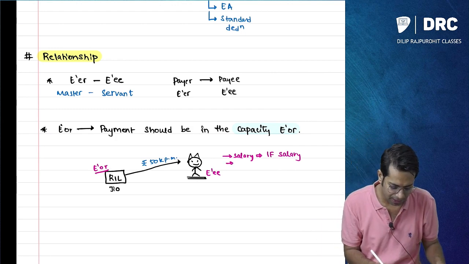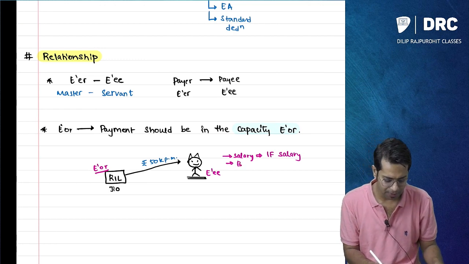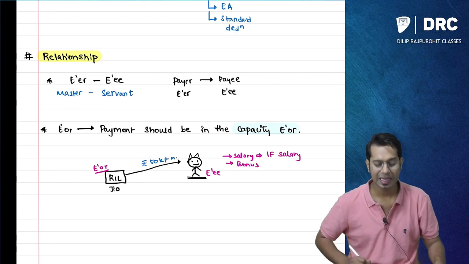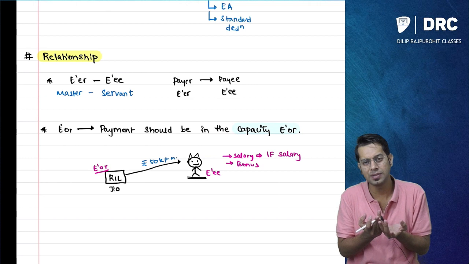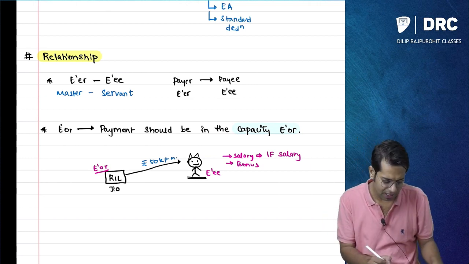Now, say for example, I am the employee of Reliance Industries. Reliance Industries is paying me bonus. Where will it be taxable, sir? Is the bonus paid in the capacity of employer? Yes. So it is taxable under salary.